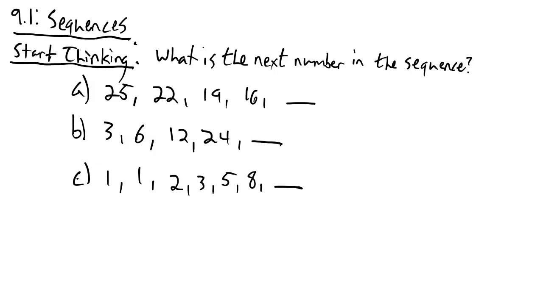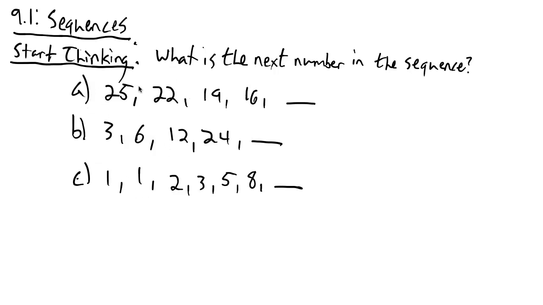We're going to jump back to chapter 9. This is Mr. Gallagher here. Let's get started with chapter 9. Going to get started with 9.1, sequences. I want you to start thinking about what the next number in these sequences could be. So go ahead and pause, take a quick second, look at each of these, and we'll get going.